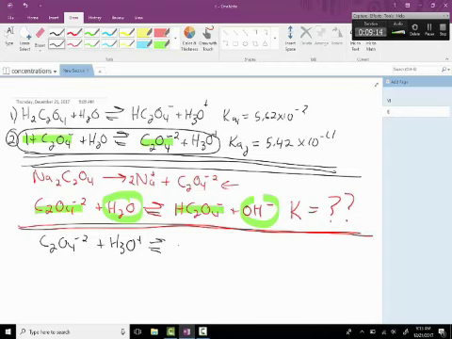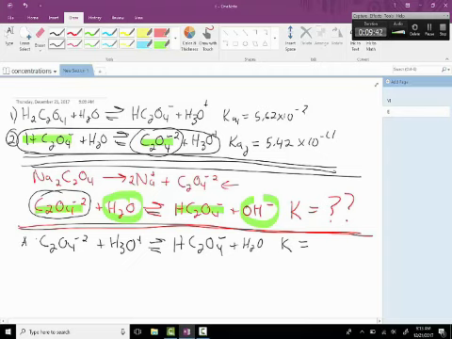But how did I know to reverse it? Well, I looked here and I said, oh, C2O4 minus 2 is on that side, and C2O4 minus 2 is on this side on the right, so I'm going to reverse it, try to get what I want. Never know if it's going to work out. Sometimes you have to try a couple times. And that K for this reaction, I'll call this reaction A.